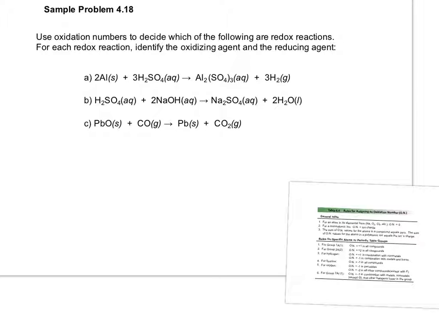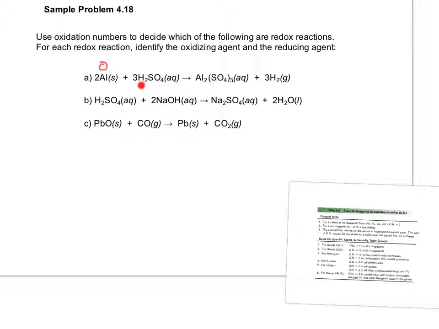So our first step is to assign oxidation numbers. So that's what we're going to do first here. And I'm going to look at aluminum in part A first because that's the first one that's listed. I've got to see, do I have a rule? Right here it says, for an atom in its elemental form, the oxidation number is 0. Aluminum solid, that's aluminum in its elemental form, so I'm going to put a 0 there. Okay? It has a 0 oxidation number.